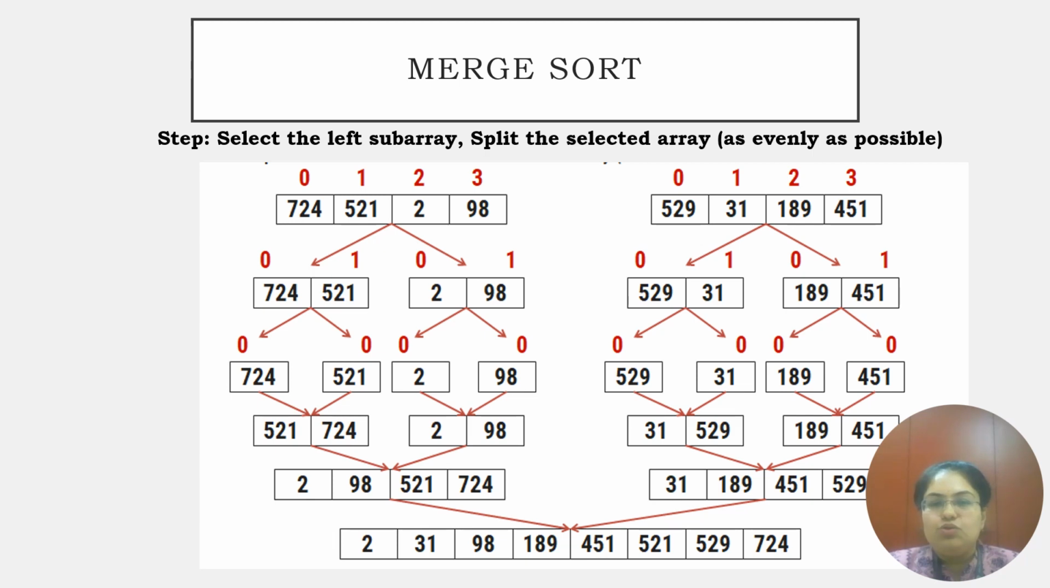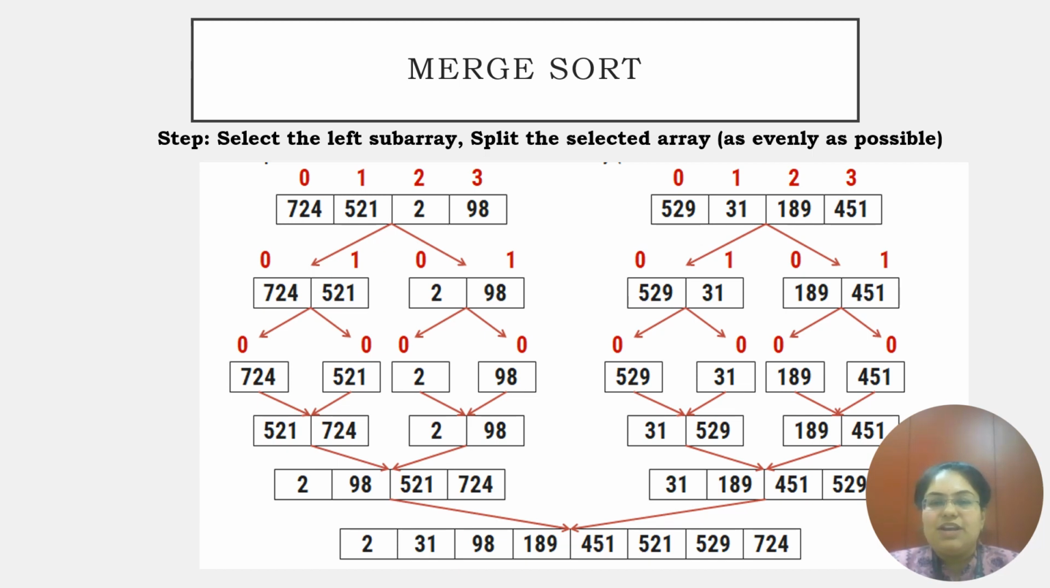If we compare these two, 2 is already less than 98. So both will not be swapped, and both are at their right place. Now we are going to merge these two sub arrays and form a 4-element array. As we do so, we again compare these elements with each other to find out which is the smaller element. We are keeping it in ascending order. So we form one array with the values 2, 98, 521 and 724.